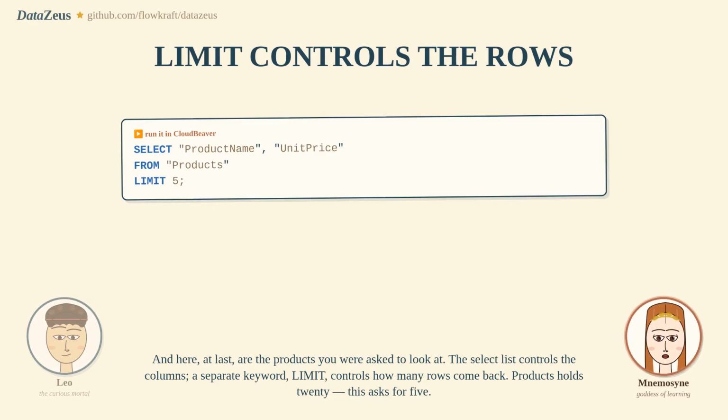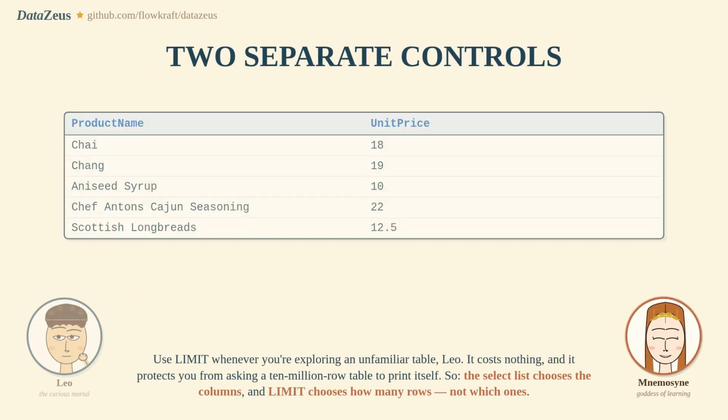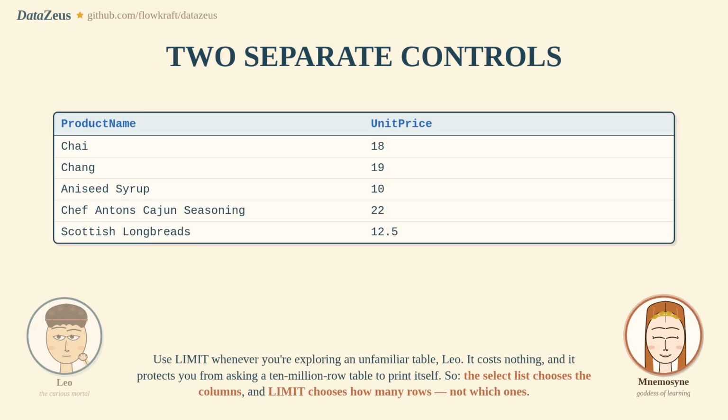The select list controls the columns. A separate keyword, limit, controls how many rows come back. Products holds 20. This asks for 5. Use limit whenever you're exploring an unfamiliar table, Leo. It costs nothing, and it protects you from asking a 10 million row table to print itself. So, the select list chooses the columns, and limit chooses how many rows, not which ones.